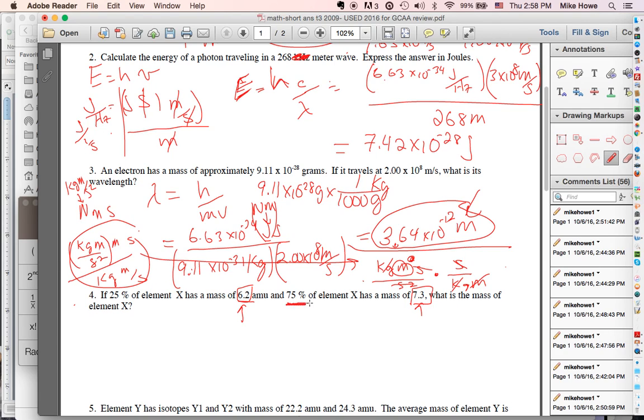you've got 75% of your atom sample is 7.3. 25% of it is 6.2. So if I want to average those two numbers, I've got to pretend I've got 100 grams of each one, or 100 atoms of each one. So if I had 100 atoms, what's 25% of 100? It'd be 25 atoms. So you're going to assume a 100 atom sample.